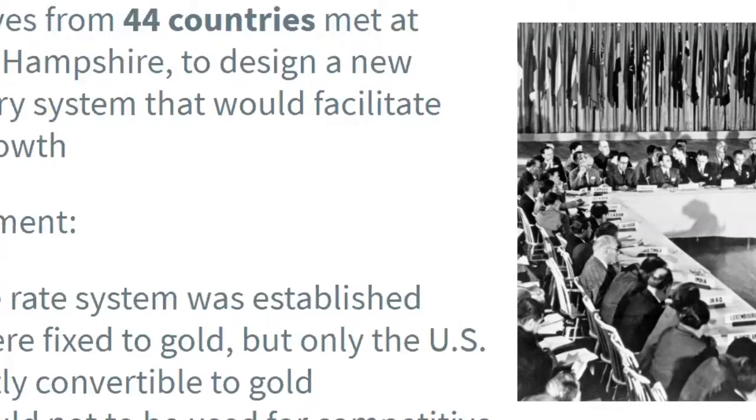Under the new agreement, there are 4 points. First, a fixed exchange rate system was established. Second, all currencies were fixed to gold, but only the US dollar was directly convertible to gold. Third, the valuation could not be used for competitive purposes. And the last, a country could not devalue its currency by more than 10% without IMF approval.